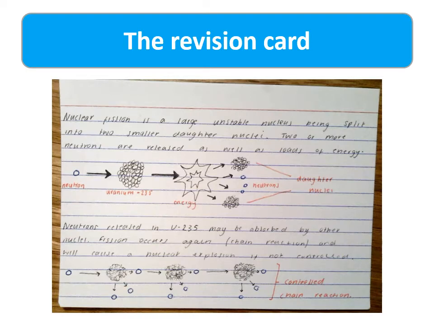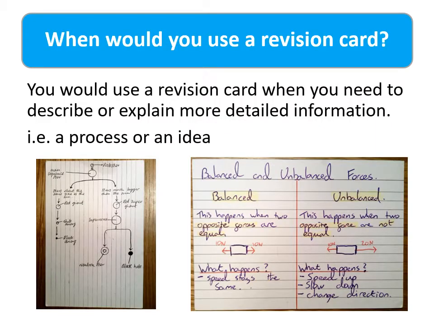And here's the last one, again with a combination of text and pictures. We've got the fission of uranium, we've got pictures to help reinforce the content with it, and again at the bottom talking about chain reactions. So there's a few examples there at the bottom, but when would you use them?